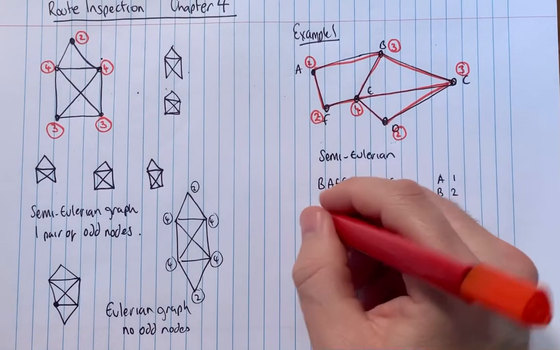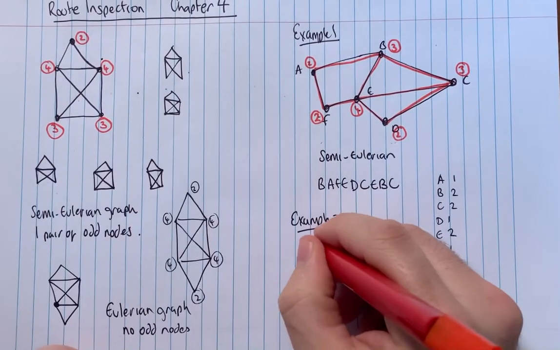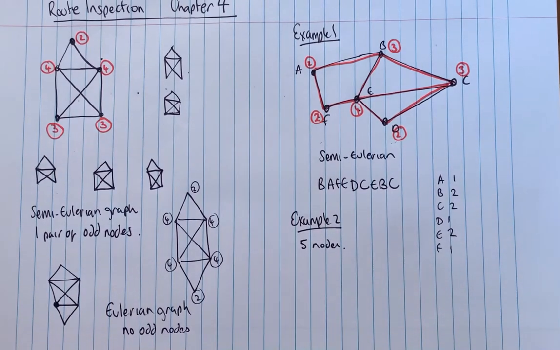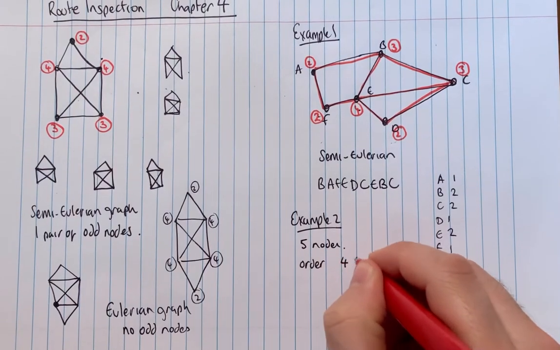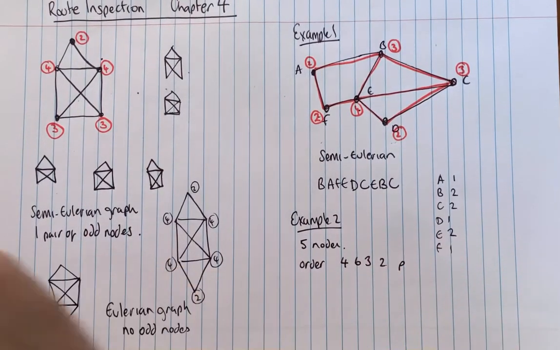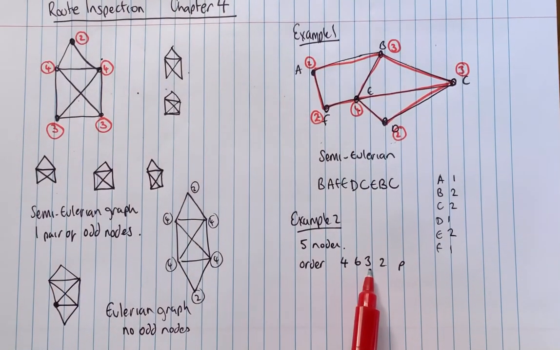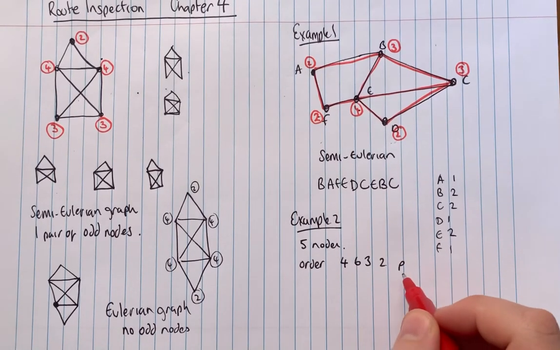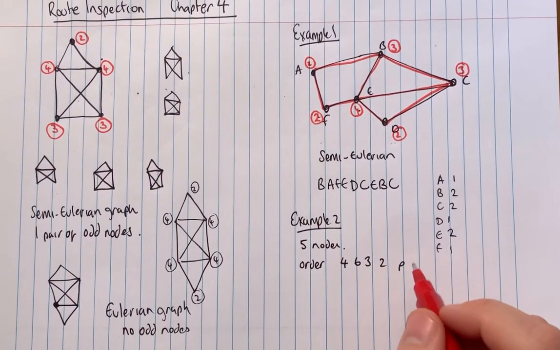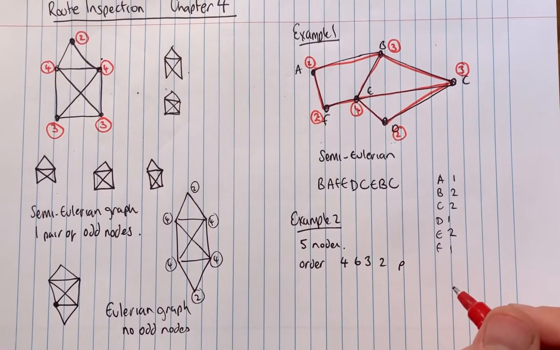Now, example 2. Example 2 says that you've got a connected graph with 5 nodes. The orders of the nodes are 4, 6, 3, 2, and P. Explain why the graph can't be Eulerian. It can't be Eulerian because you've got an odd. Explain why the graph must be semi-Eulerian. Well, odds always come in pairs. So if you've got one odd, there must be at least one more odd. There must be an even number of odds. So P must be odd. So it must be semi-Eulerian because you've got one pair of odds.